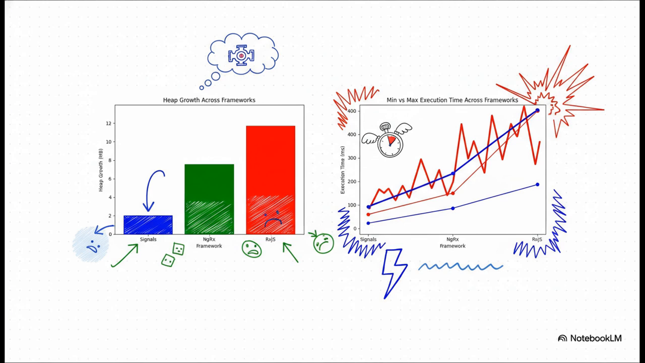Wow, okay, these charts really tell the story. Just look at the one on the left. See that tiny little bar showing heap growth for signals? That's its memory footprint. Now compare that to the huge bars for older approaches like NgRx and RxJS. The difference is just staggering. And on the right, it's the same story for execution time. Signal-based apps aren't just faster, their performance is way more consistent.